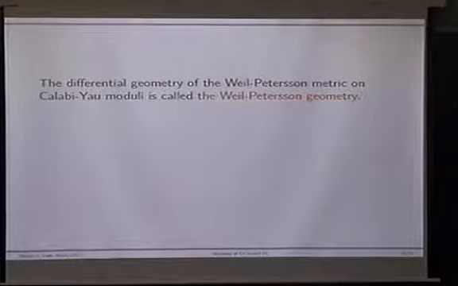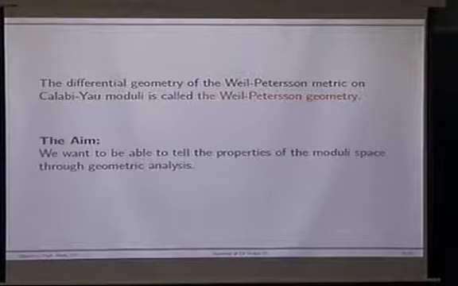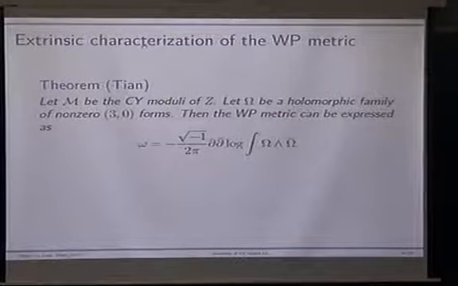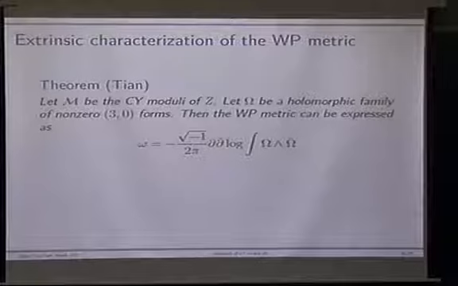Let's make a definition. The differential geometry of the Weil-Petersson metric on the Calabi-Yau moduli space is called Weil-Petersson geometry. We want to be able to tell the properties of the moduli space through geometric analysis, or through the study of the metric on the Calabi-Yau manifold. This theory tells us that the Weil-Petersson metric on the moduli space of Calabi-Yau manifolds is very different from the Weil-Petersson metric on the Teichmüller space.